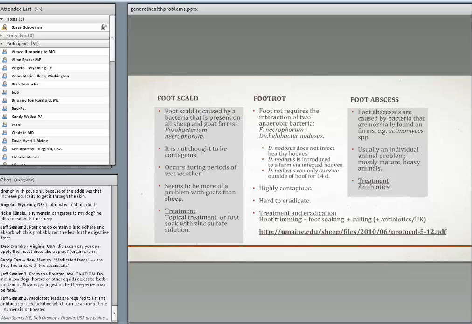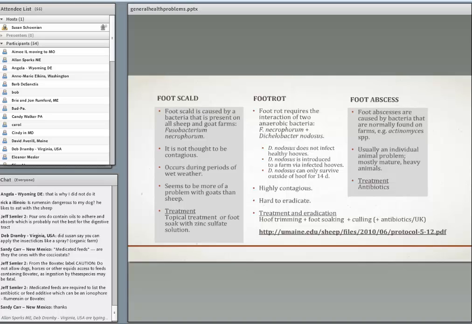Foot rot is highly contagious, highly contagious. It is very hard to eradicate, and I can tell you that people have gotten out of the sheep and goat business because of foot rot. And it's seasonal, certain times of the year that you see it. So you can get rid of it, and this is one of the diseases we're going to talk about next week. Is it a disease you live with, or is it one you get rid of, and how do you get rid of it? It's a combination of hoof trimming, foot soaking, and culling.